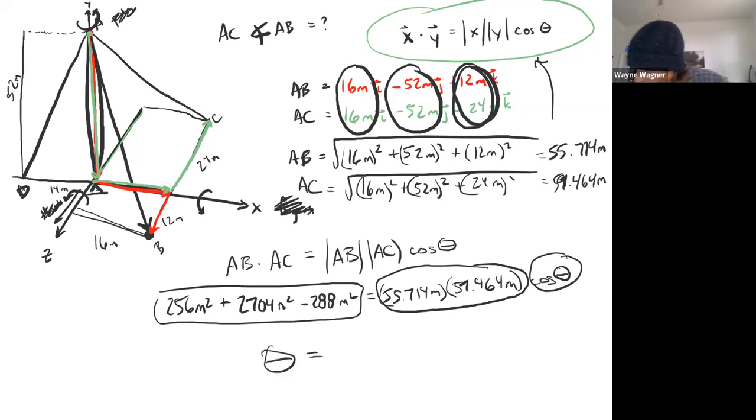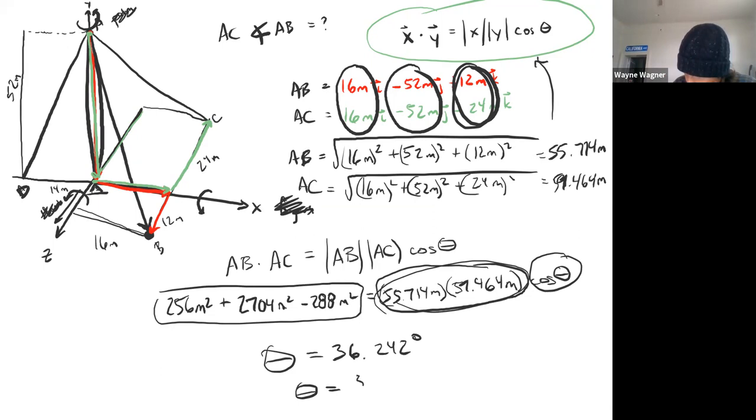So theta equals, please let me know if you want to see this algebra. Okay, and so I've added all of these. I'm going to divide by this product, or I'm going to divide by both of those in turn, 55.714 divided by 59.464 equals 0.806. And then I'm going to take the inverse cosine of that answer. Okay, and I get 36.242 degrees. So I would report 36.2 degrees.